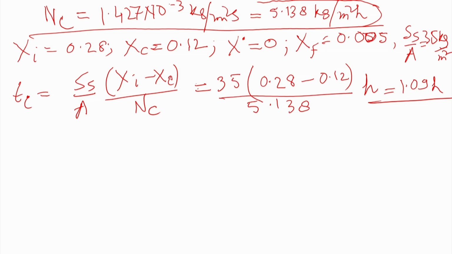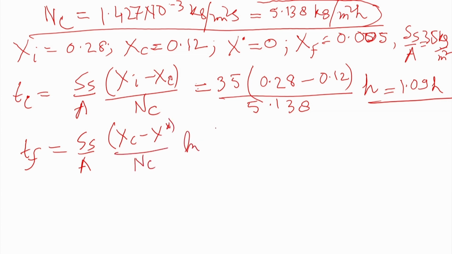And now, the falling rate period is linear with the moisture content. So, in that case the formula will be like this: SS by A into Xc minus X star by Nc into ln of Xc minus X star divided by Xf minus X star.